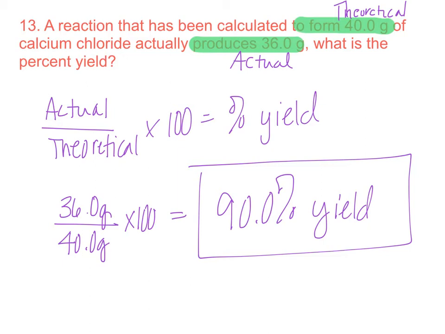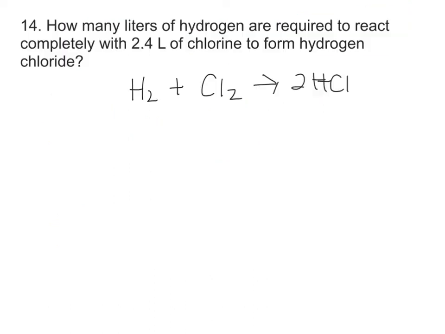Okay, so when I read this problem, I want to notice that it said a reaction that has been calculated to form 40 grams. So if it's forming it and it calculated it, that's going to be your theoretical yield of calcium chloride. It actually produced 36 grams. So that's going to be your actual yield. And then it wants to know what is the percent yield. So we're going to use that formula, actual over theoretical times 100. So when we plug those numbers in, we should get 90.0%.